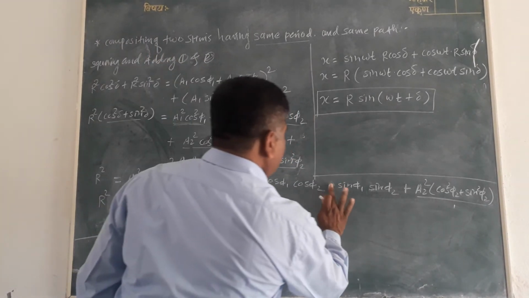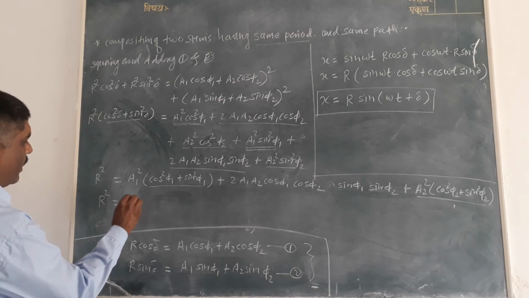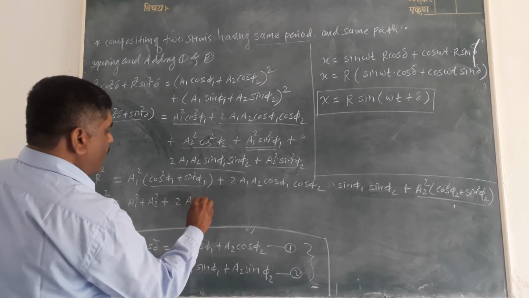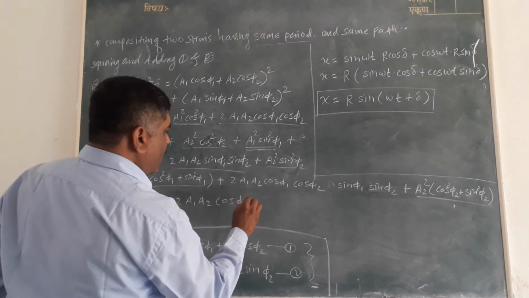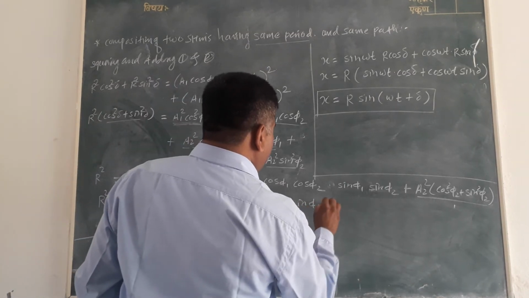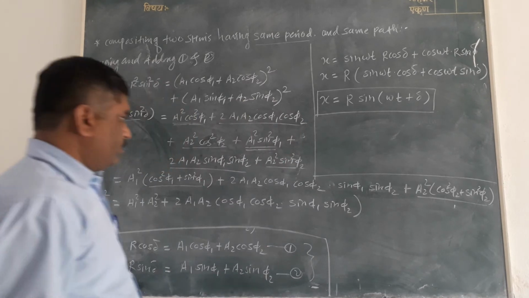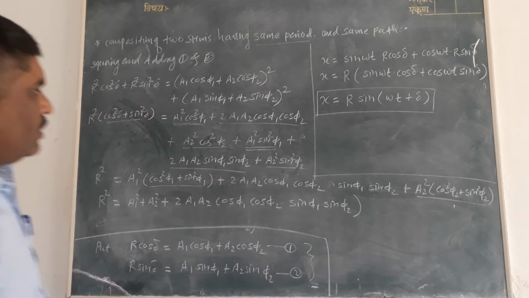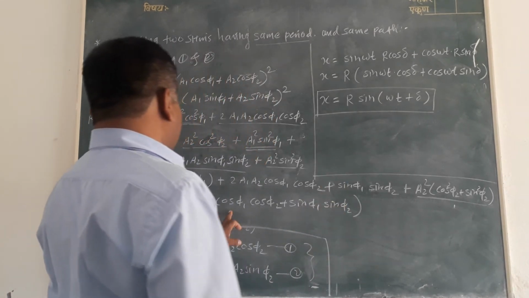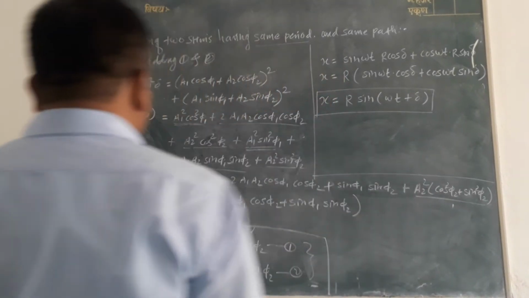Therefore, we can write r square is equal to a1 square plus a2 square plus 2 a1 a2 into bracket cos alpha 1 cos alpha 2 plus sin alpha 1 into sin alpha 2.